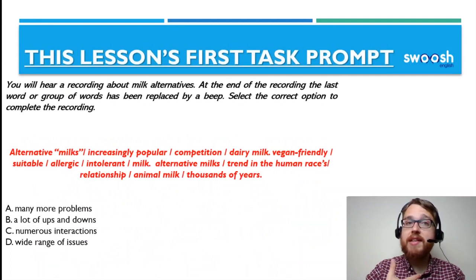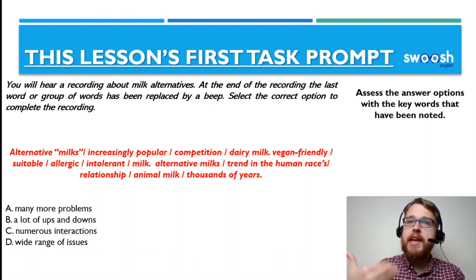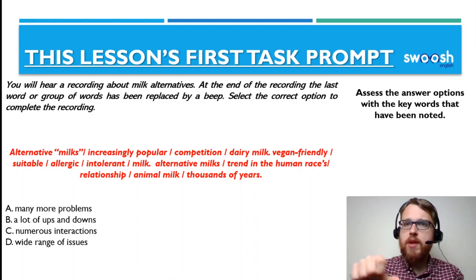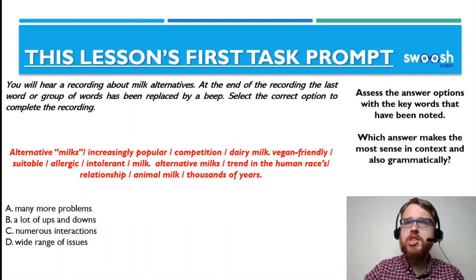So let's now apply that to our listening. Here we have once again the question prompt. I've also left the keywords here for you to aid you in your answering, and the 4 answer options. So what I want you to do now, before we listen again, is assess the answer options with the keywords that have been noted. Is there anything with the keywords in red that might correlate with the 4 answer options? Are you now able to answer that based on your first listening? If so, great. If not, then let's see if we can contextualize those keywords while we listen again and see if we can decide which answer is correct. Think about which answer makes the most sense in context and also grammatically.